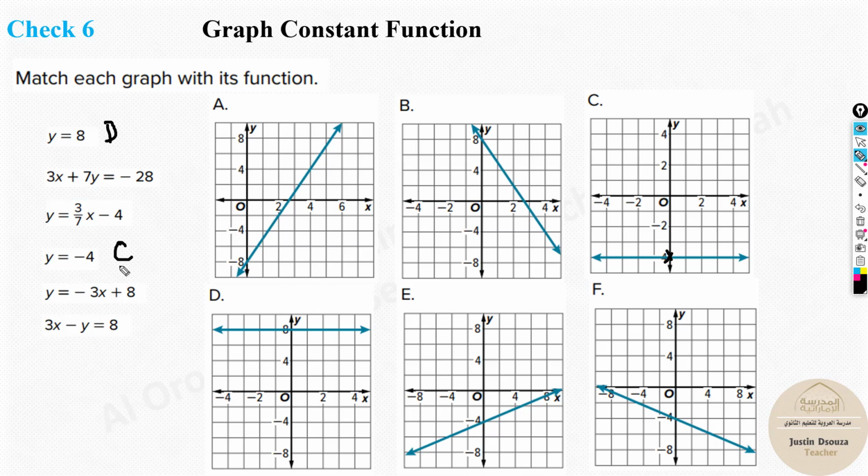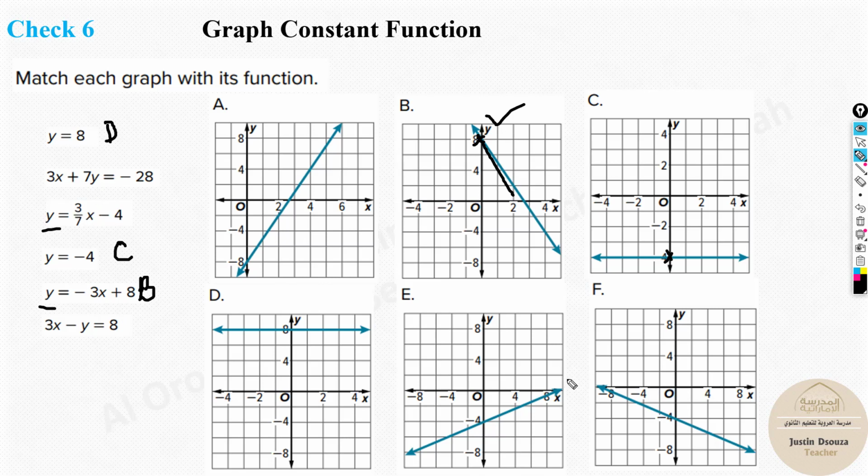Because it's 8. Now, let's go for the equations which are already in slope-intercept form. This and this are in slope-intercept form. Let's solve it. Here, you can see the y-intercept is 8. So, let's see where there is 8 over here. And look at the slope. There are 2 graphs with 8, but the slope is -3, so it will go down. Yes, this is correct. This is B. And what about this one?